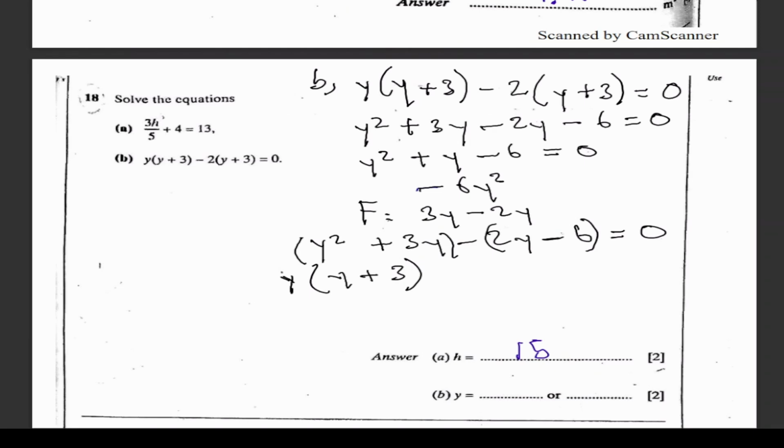Then what is the common factor here? It cannot be y because we do not have y for this term. So the common factor is a number and it is minus 2. Then minus 2 dividing into minus 2y, it's y. And minus 2 dividing into minus 6, it's plus 3. It's equals to 0.